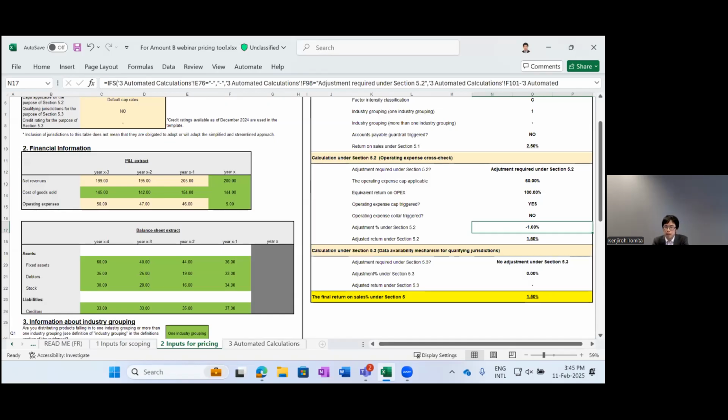And similarly, there could be an upward adjustment if you spend much higher operating expenses in year X. So you can use this tool to see how this mechanism applies to a given case.